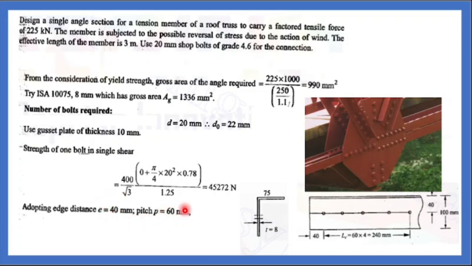What is the minimum pitch distance? 2.5 times the diameter of the bolt. 2.5 into 20 is 50. 50 is the minimum pitch. They have taken 60 mm. From the corner of the angle, the first bolt will be at 40 mm and the next at the pitch distance, which is 60. These are your assumptions. If your design is safe, then you can provide these components.